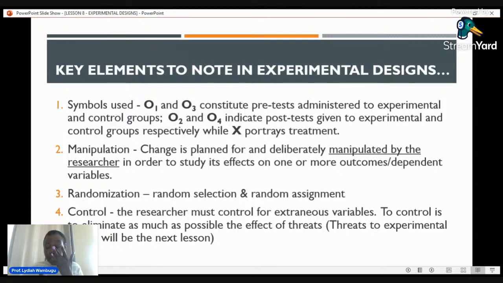Now, just in case someone may be wondering, what do we mean by this pre and post? When you're doing an experimental study, because you want to show a change, there is normally a test before and then after. So the before one is called pre, the after one is called post.